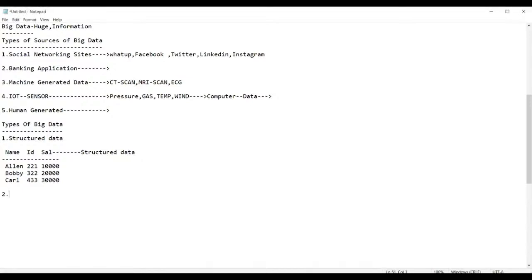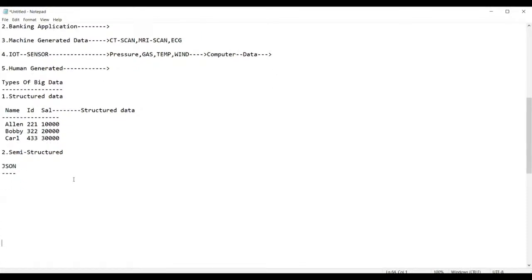Next one is the second one, semi-structured data. Semi-structured data means this data is purely not structured as well as not unstructured. It is semi-structured. For example, you have the data in JSON files. I'll show you how the JSON file looks like and how the data will be. The data in the JSON file will be given in curly braces. Now, if I define this data in JSON format, let us see it here.